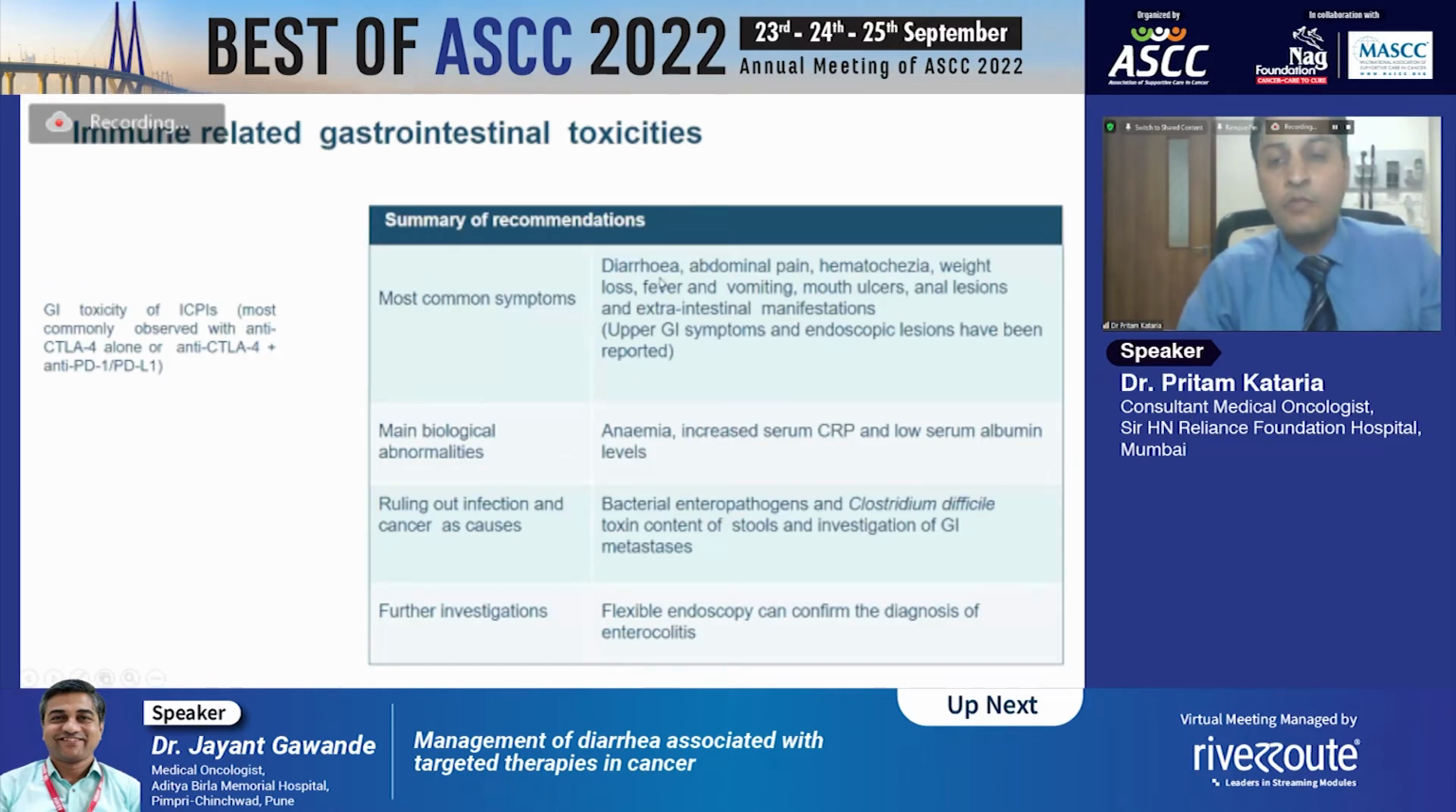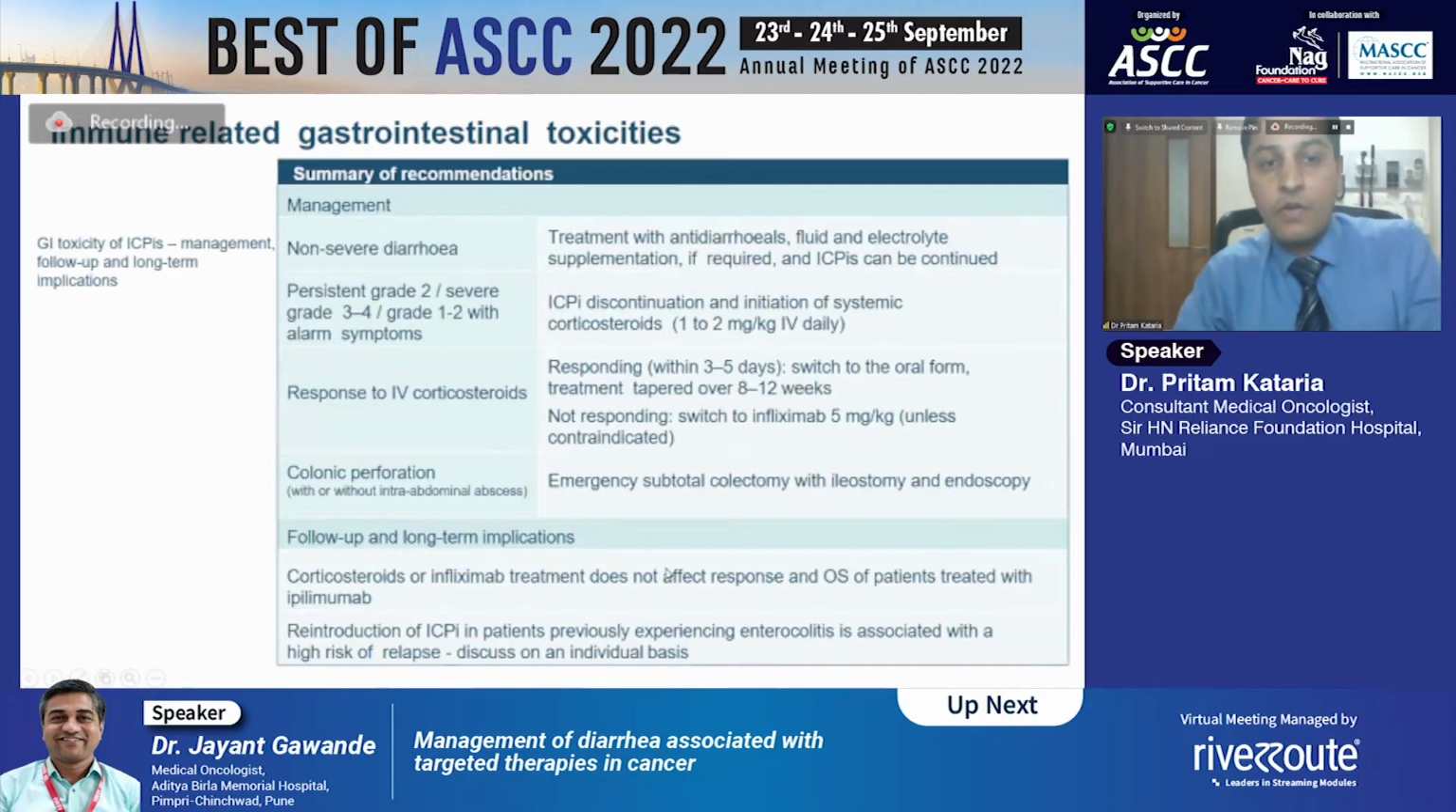So the most common symptoms will be diarrhea, abdominal pain, hematochezia, weight loss, fever, and vomiting. We should look for other abnormalities like anemia and raised CRP levels. We should rule out other causes for the GI toxicities, like infections. And whenever required, we should do flexible endoscopy to rule out enterocolitis. As I said, this is the summary of the treatment recommendations. For non-severe diarrhea, antidiarrheals. For persistent grade 2, grade 3 or grade 4 diarrhea, we should give corticosteroids.